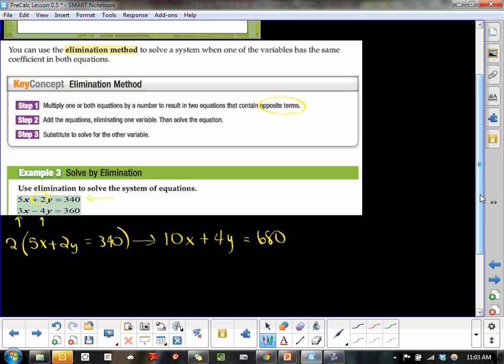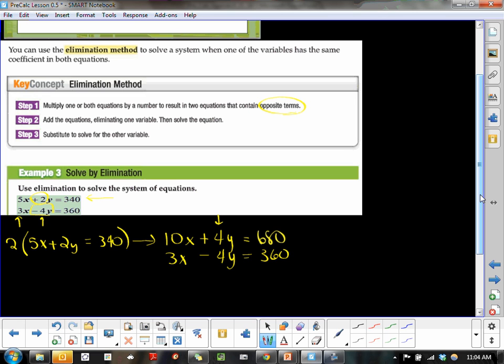Now the bottom equation I'm not going to change or alter because it has the opposite sign of the positive 4y, so as long as I get them to have the same values with opposite signs, I'm good. So I'm looking for opposites, so 3x minus 4y equals 360.